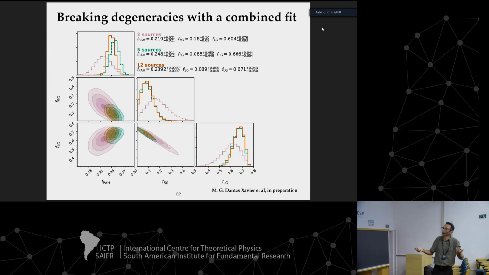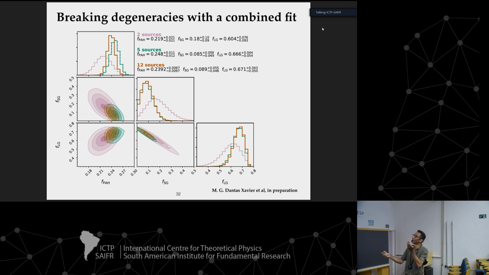And here's an example of this. This is not data anymore. This is a Monte Carlo simulation. So we just simulate sources at different positions, simulate how these sources will be measured by CTA, and then you fit the spectrum. And when you fit the spectrum, you also fit the absorption at the same time. Here you do this fit for 2 sources, 5 sources, 12 sources, and you look also at how well you fit the different dust contributions in the extragalactic medium.